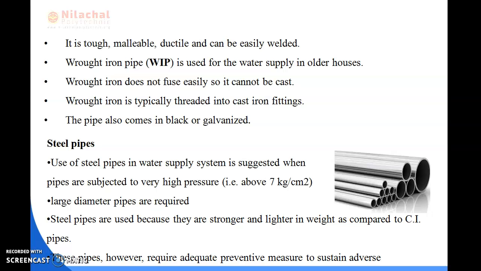Next, we will be reading about steel pipes in the next slide.